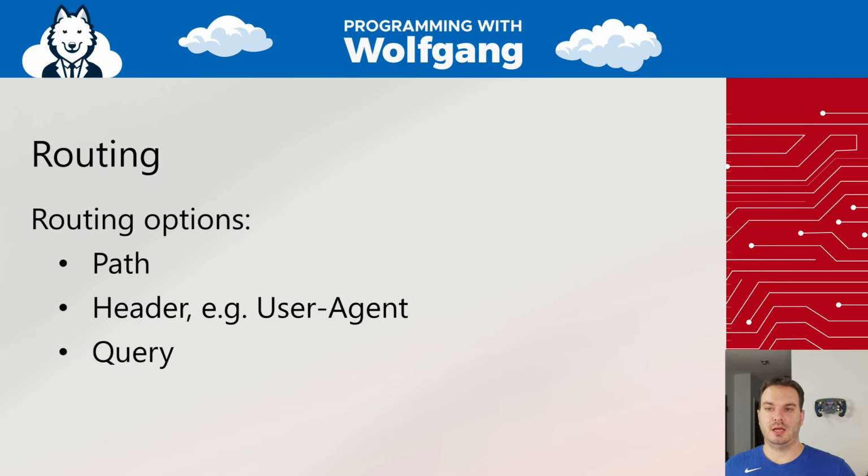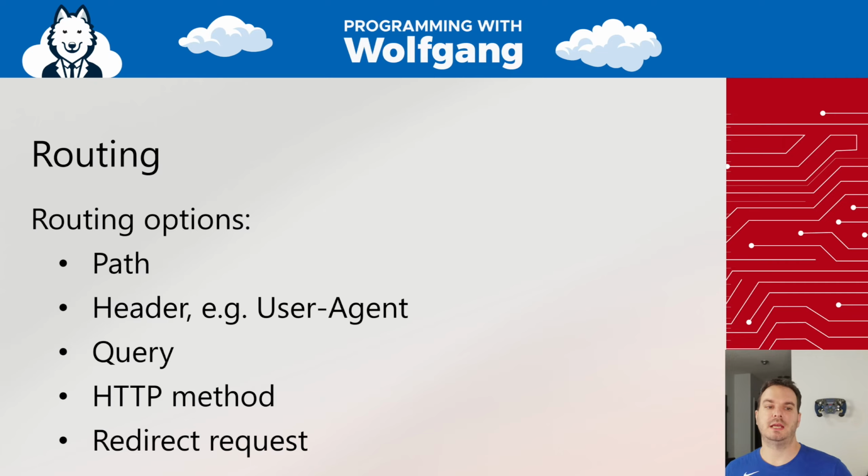Then we can also route based on the query parameter. Then what's very cool is routing depending on the HTTP method. This means we can have different applications, for example, for a GET request and a POST request. Additionally, we can also redirect the requests. So if a customer calls an old URL, we can redirect it to the new URL and our customer will be able to access our website and they won't get an error message.